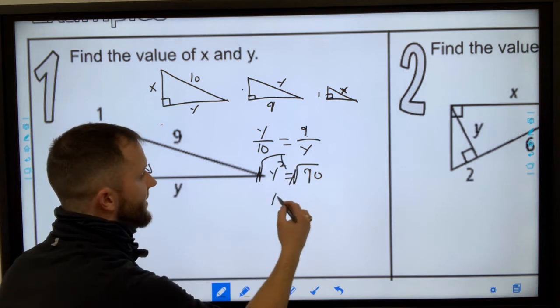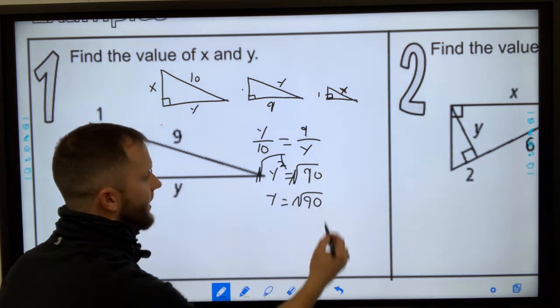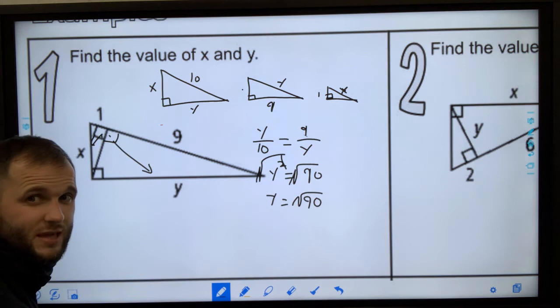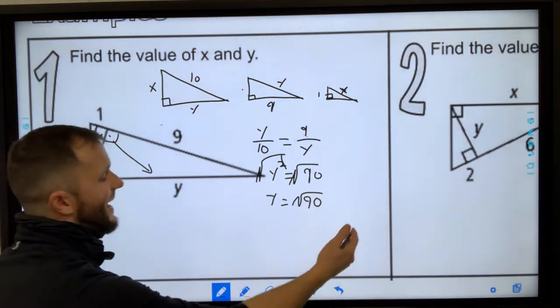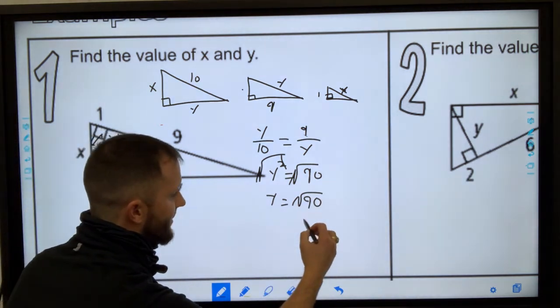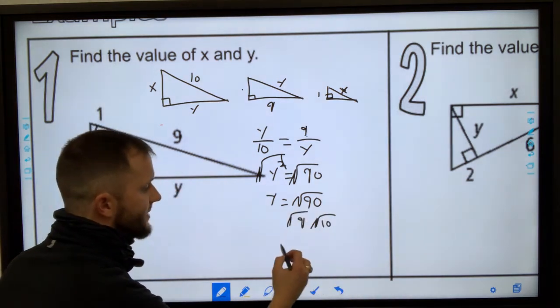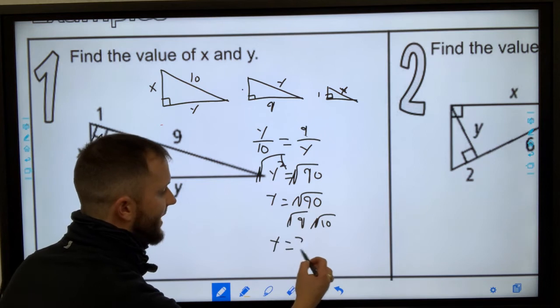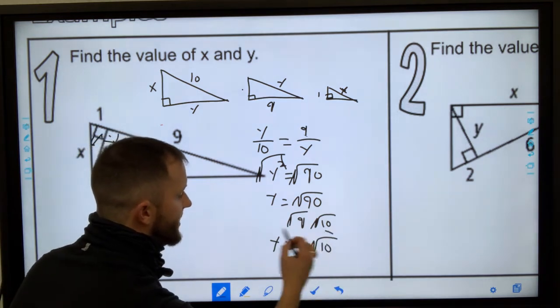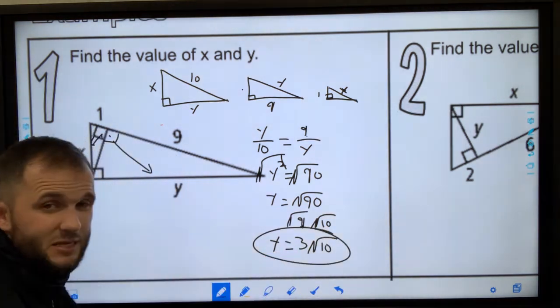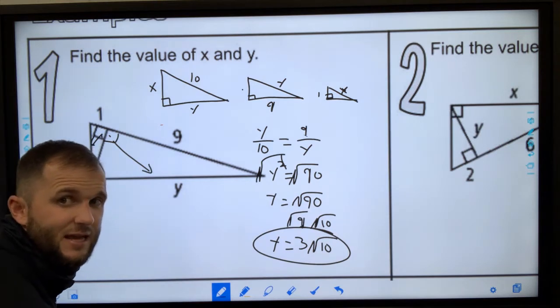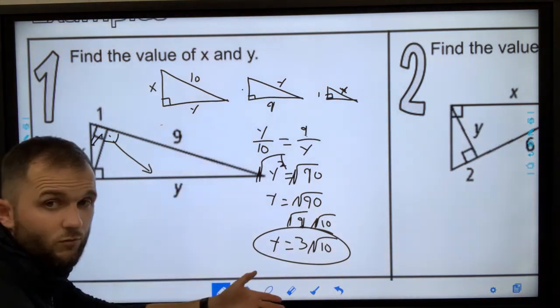So technically speaking, there is not a square root of 90, but what I can do is I can actually reduce that, okay? So 9 is going to go into 90 10 times. So square root of 9, square root of 10. The square root of 9 is going to be 3. So your final simplified answer is going to be 3 square root 10. And then I can actually end up typing that into the calculator and finding a decimal here. So that's going to be my value of y.